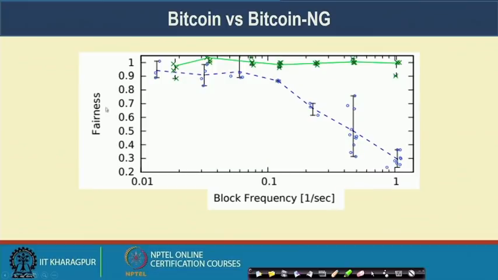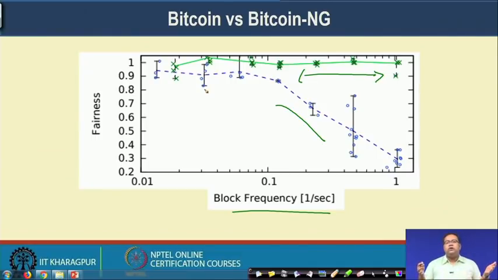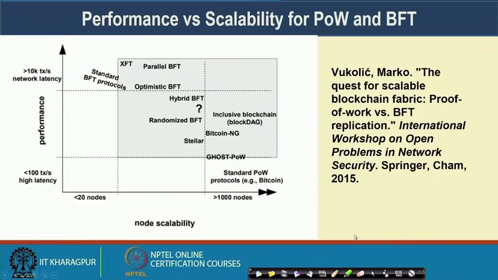So, by doing that, we can see that the fairness measure for Bitcoin NG is significantly higher compared to the standard Bitcoin. In standard Bitcoin, as you increase the block frequency, your fairness drops significantly, but the Bitcoin NG protocol always maintains a fairness value which is close to 1. That means, it always tries to maintain fairness in the system by avoiding forks in the consensus protocol. So, that is all about Bitcoin NG.